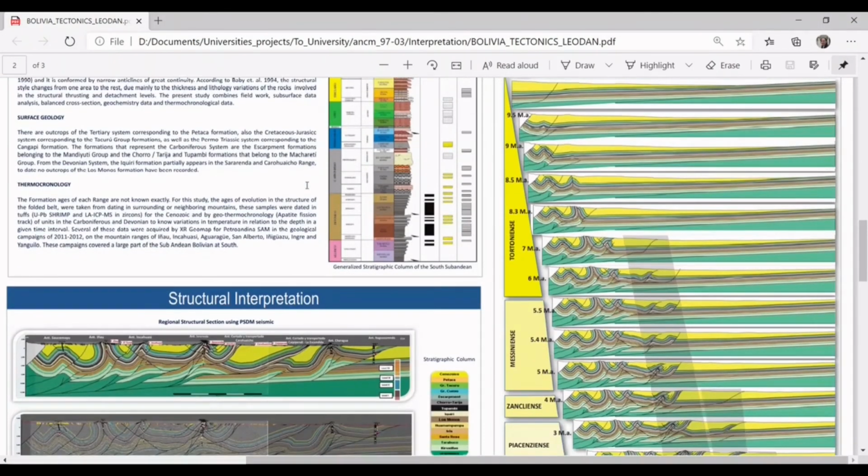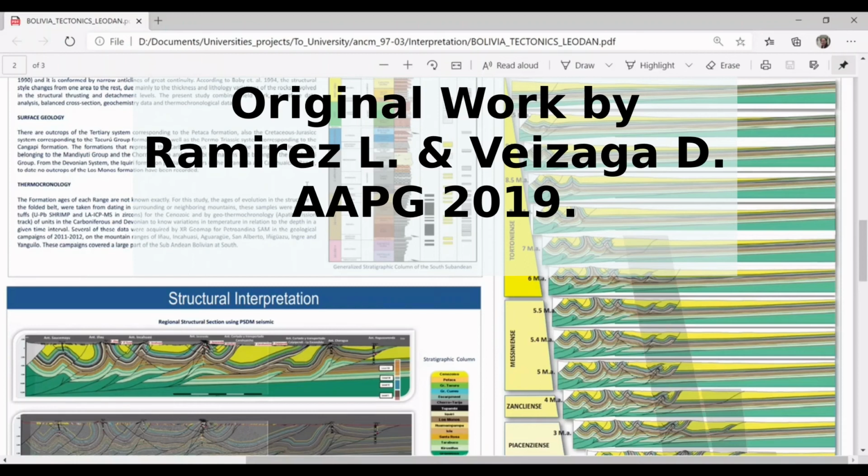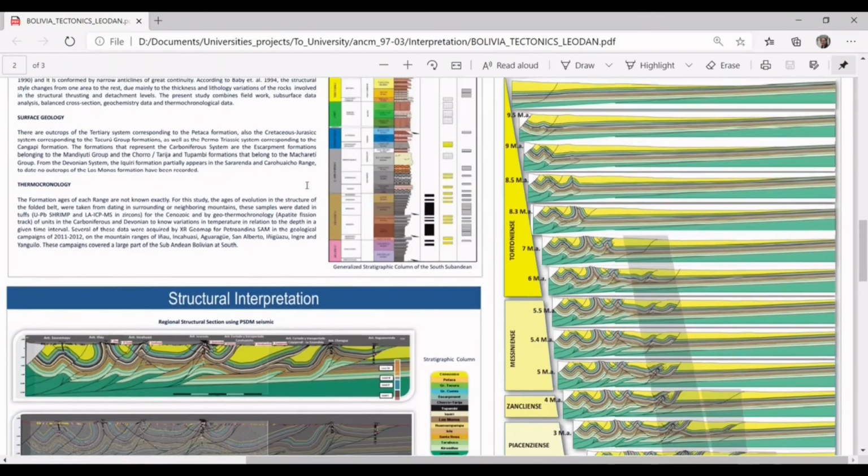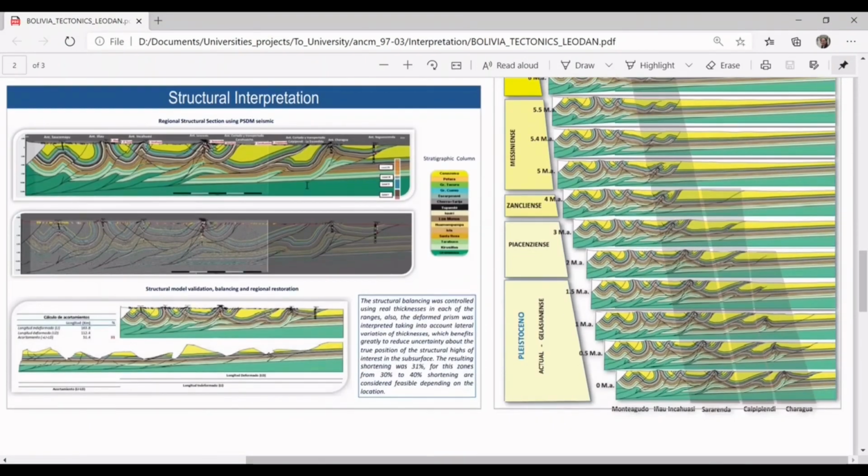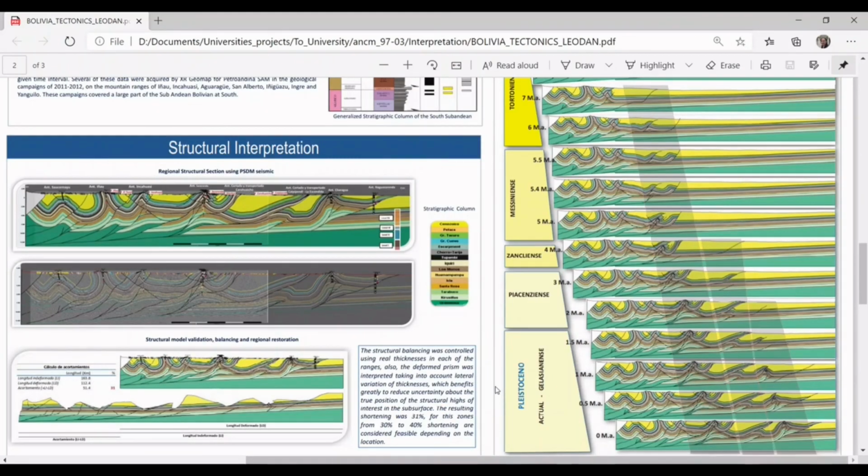For example, this is an excellent and very complex work of balancing and restoration and petroleum system analysis in Bolivia and the Subandean Basin. As you can see, there are many stages of balancing and restoration, but most of these are interpretations using a very bad seismic image and using geological information. So the idea here is to try to reduce the uncertainty in the areas where we don't have seismic image. And that's why I'm looking for a master degree, to gain the knowledge and the skills to reduce uncertainty in these complex situations.